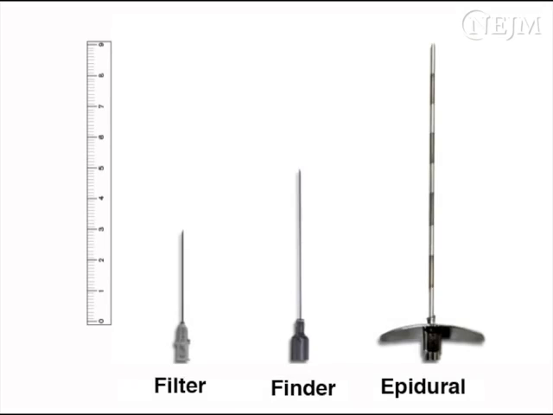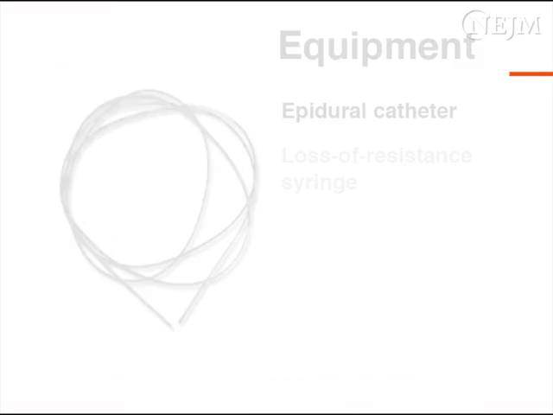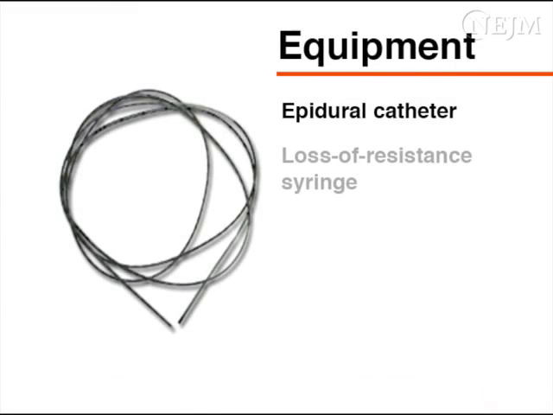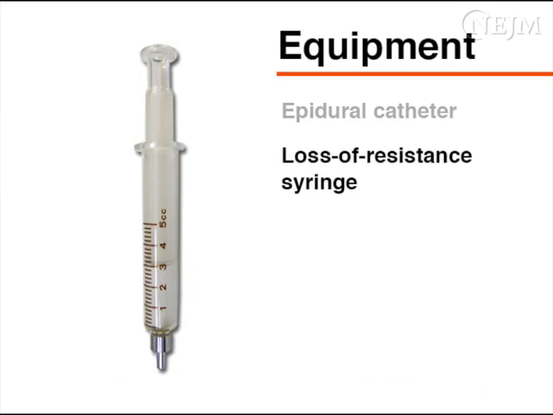The kit may also contain 3 needles: the 19-gauge 3 cm filter needle, which filters out glass particles and other debris when drawing up medications, the 25-gauge 5 cm local infiltration and finder needle, and the 17-gauge 9 cm epidural needle, also called a TUI needle, which has markings at 1 cm intervals and includes a stylet. Finally, the kit should contain an epidural catheter and a loss-of-resistance syringe, which is a low-friction syringe specifically designed to help identify the epidural space.